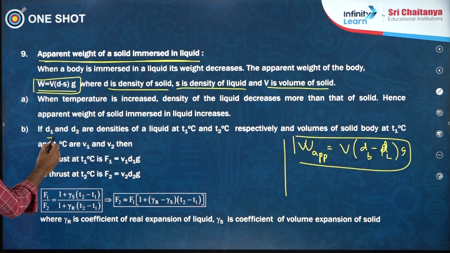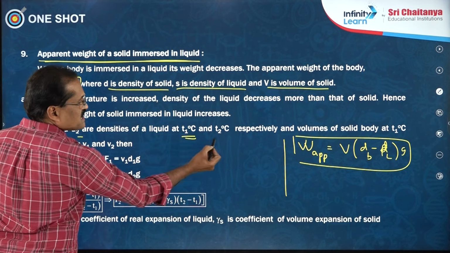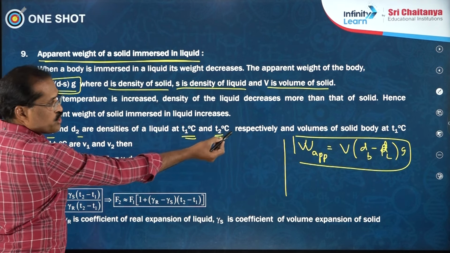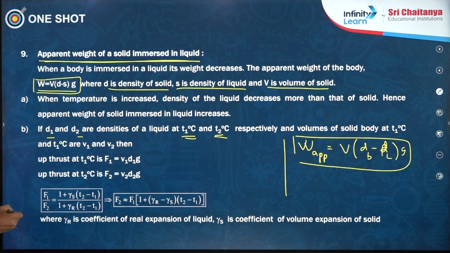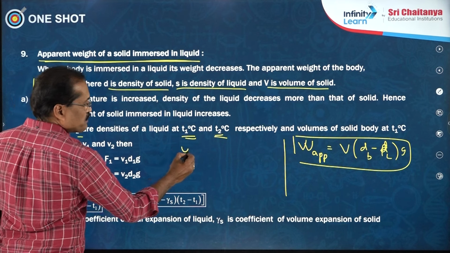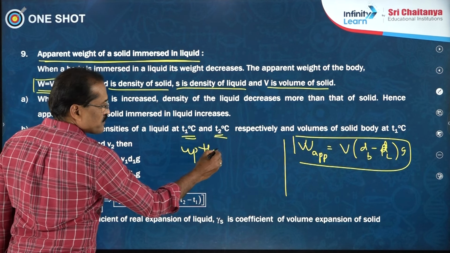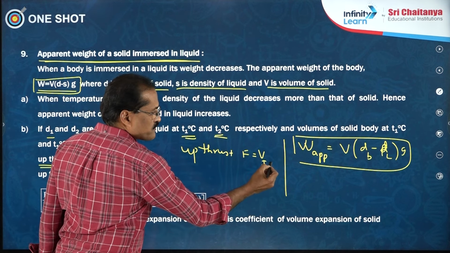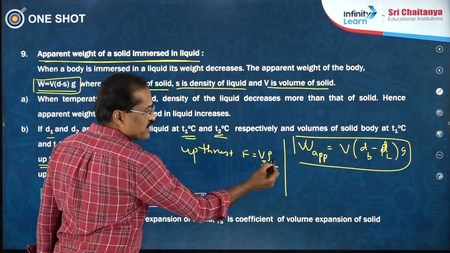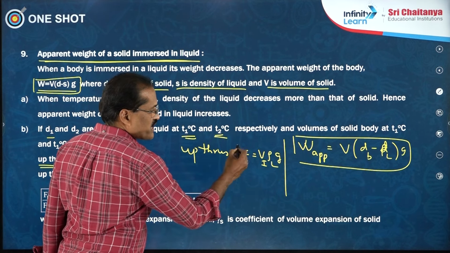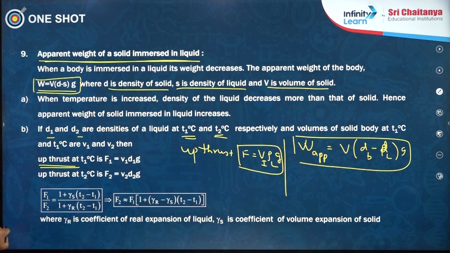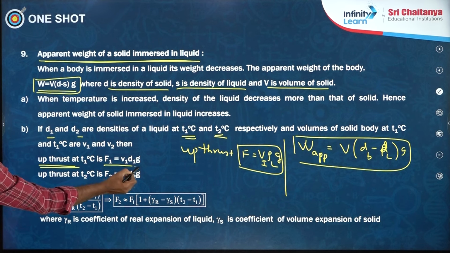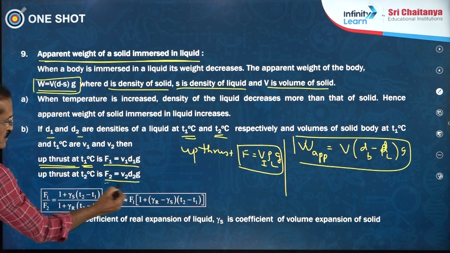And next, D1 and D2 are the density of the liquids at T1 degree Celsius and T2 degree Celsius, and the volume of the solid at T1 and T2 degree Celsius respectively, V1 and V2. And what is the formula for the upthrust? Upthrust can also be called buoyant force. Upthrust is equal to F is equal to volume of the body immersed, density of liquid, please remember, into G. This is actually the buoyant force. You observe clearly, F1 is the buoyant force at temperature T1, F2 is the buoyant force at T2.